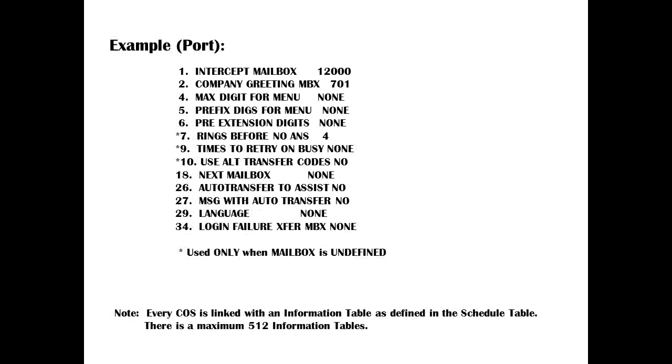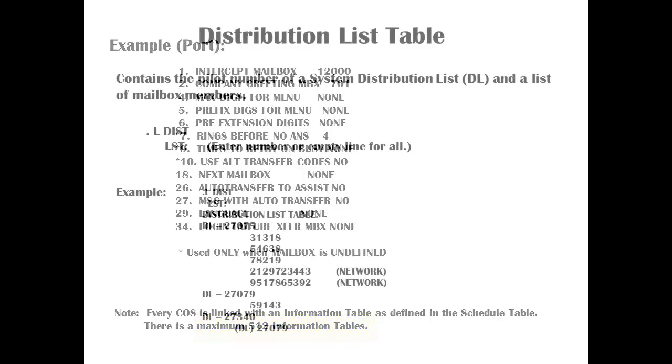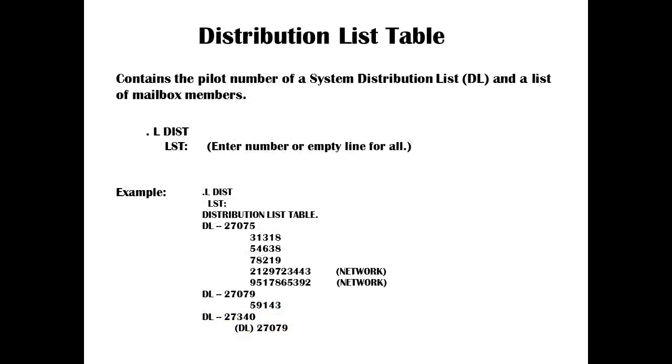In this port-defined example, we see indexes defined such as the intercept or zero out mailbox and the company greeting mailbox. Please keep in mind that every class of service is linked to at least one information table as defined in the schedule table, and there are a maximum of 512 information tables per system. And now let's take a look at some additional mailbox configuration tables and reports.